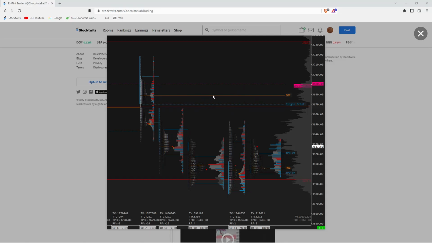Obviously in the room we talk about footprint, which we use extensively, as well as even clean candlestick charts. There are a lot of things that we could take from candlestick charts. So between all these tools we could build confluence, and that is how I create my daily plans.